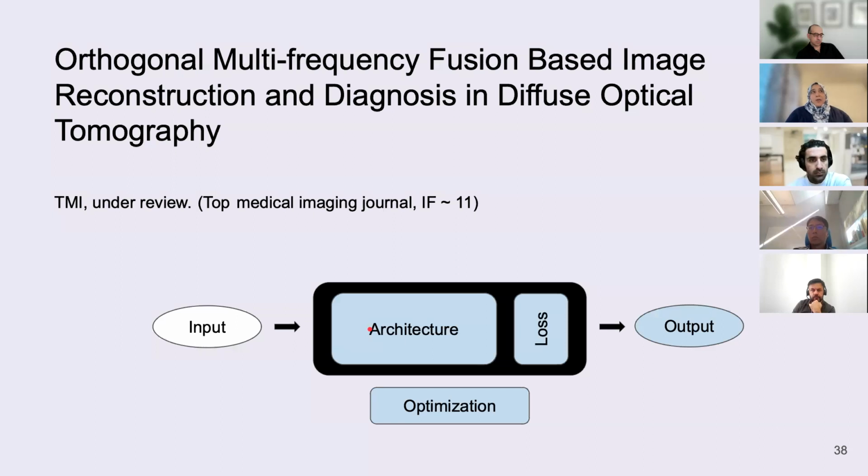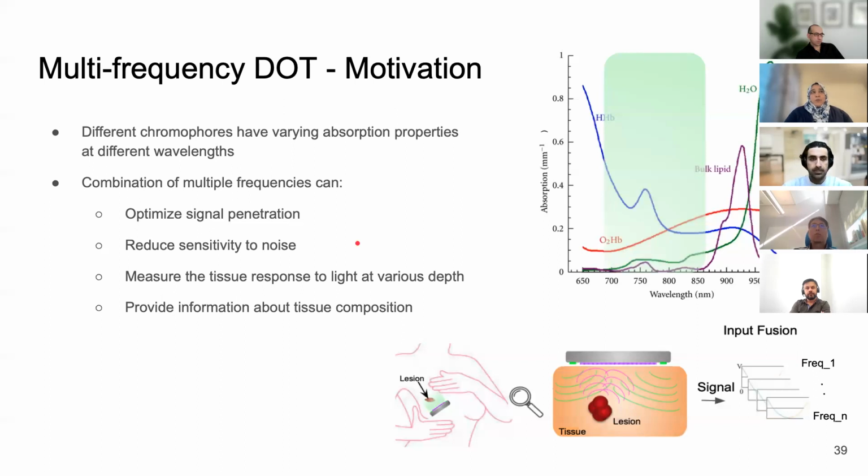The next target is orthogonal multi-frequency fusion based image reconstruction and diagnosis. This paper is still under review in TMI. So far we've been using only one frequency for reconstruction. In this paper, we leverage the multi-frequency aspect, where different chromophores have varying absorption properties at different wavelengths. Combining multiple frequencies can optimize signal penetration, reduce sensitivity to noise, and measure tissue response to light at various depths, and this can provide information about tissue composition.